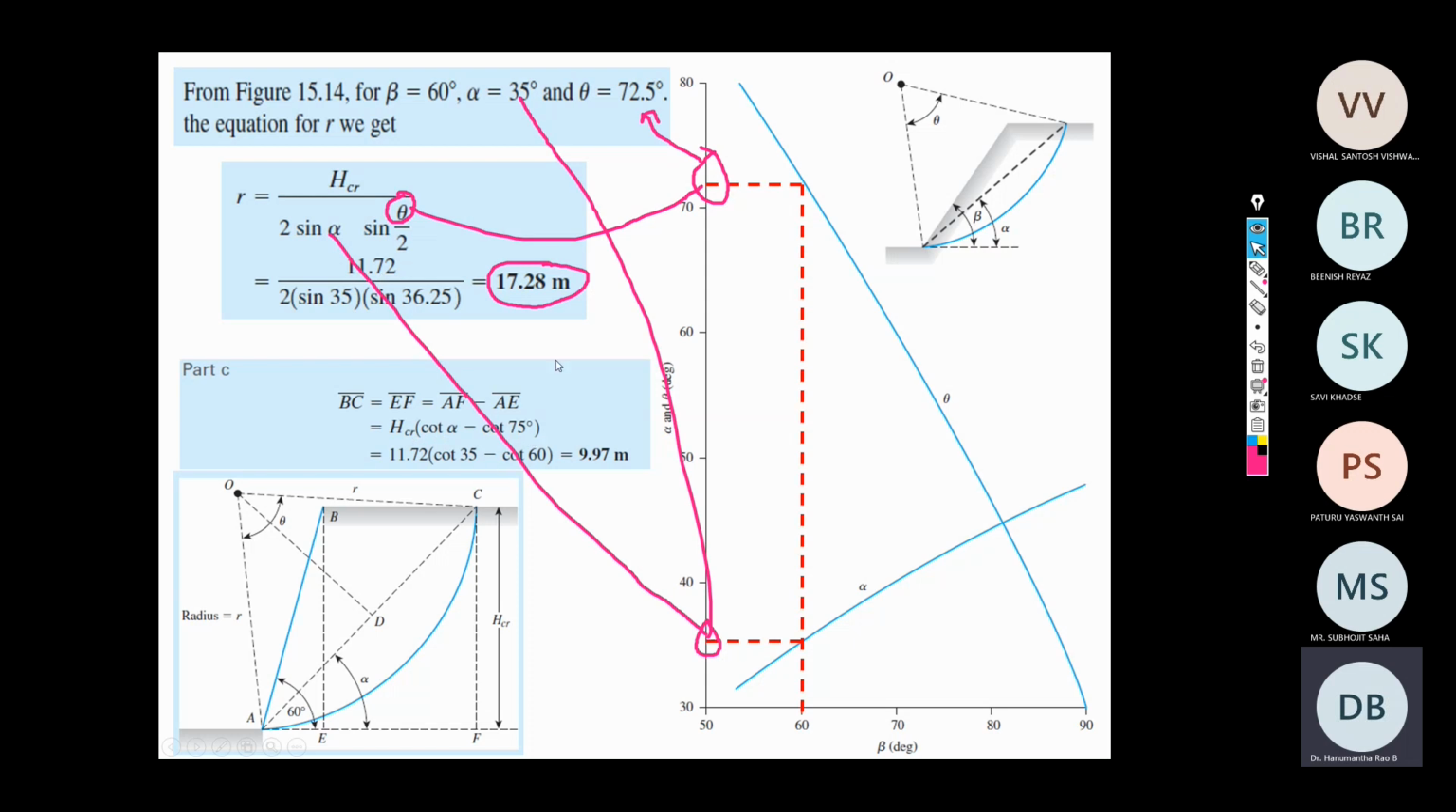Then the theta, it's 72.5, not 75. So substitute here, then try to find the BC length, chord length BC, that is 9.97 meter. Maybe it may not be 9.97. There is something wrong. Alpha is 35, correct? But this is not 60. This is not 70, 75. It is 72.5 theta.